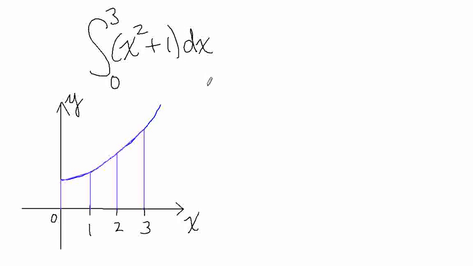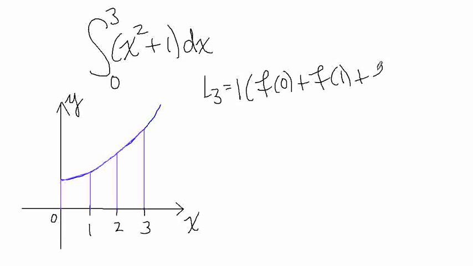So finding the left side rectangle approximation method with 3 rectangles would give, so all the rectangles have a width of 1, so 1 times the sum of the heights of the left side, so f of 0 plus f of 1 plus f of 2, and that gives 1 plus 2 plus 5, or 8.